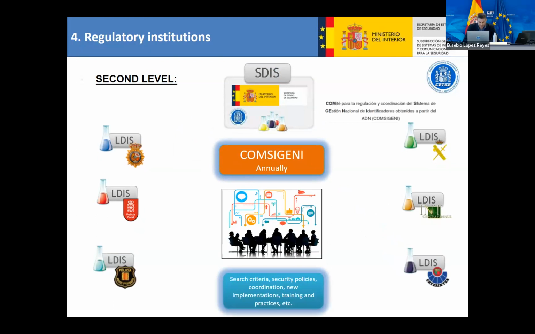We write, approve, and modify the technical procedure manual so that all the laboratories are clear on the shared criteria, the security policies, the coordination between the different auto-searches, and the new implementations that we are going to carry out. If necessary, we also organize training and practice codes so that all the laboratories work in the same way, okay? All use the same criteria, and if they have any type of problem, we meet 1 or 2 times every year to specifically determine the auto-search, the criteria, and the minimum number of loci that we require to report a match. All this information is important so that all the laboratories in Spain work in the same way, okay?